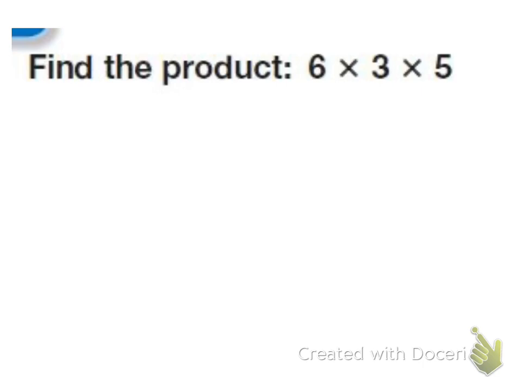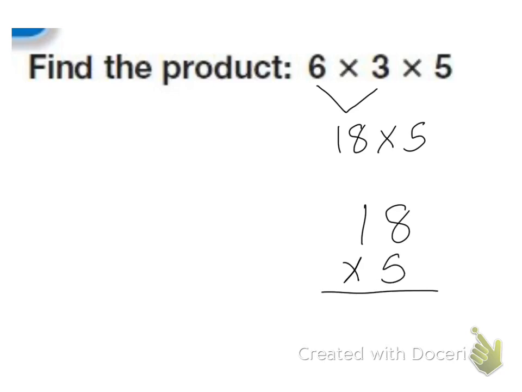The first way is I can do 6 times 3. I know 6 times 3 equals 18. And then I can multiply that times 5. So I can do 18 times 5. 5 times 8 is 40. Carry my 4. And then 5 times 1 is 5, plus 4 is 9. So my answer is 90.